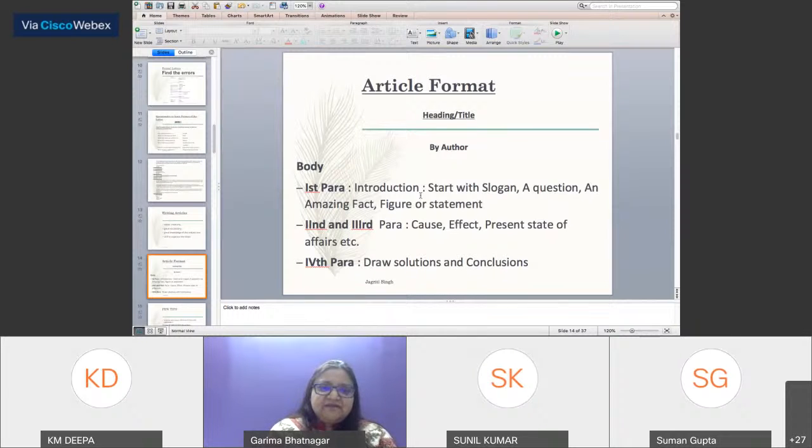And then the last paragraph, the fourth paragraph. It is not necessary that you have four paragraphs. You could also have three paragraphs. But if you divide the second and third paragraph, one is about the cause of the topic, why this is happening, what the reasons behind it are, and another paragraph about the effects and the result of the topic. And then the fourth paragraph about the solutions or conclusions that you draw in the article.